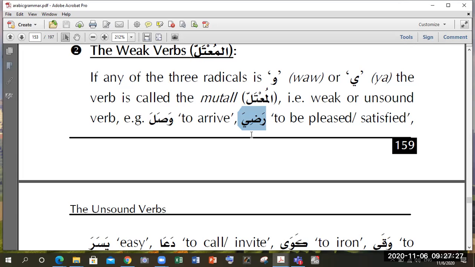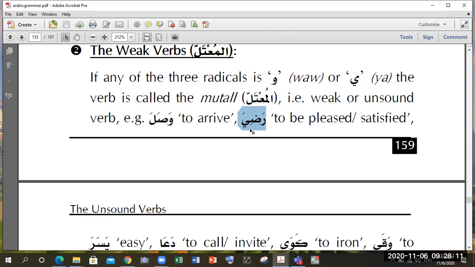Radiya. Is it a sound verb? No, it is unsound because of the ya at the last. And what category of unsound? Because now unsound has different categories, three categories. You will say mu'tal because ya is coming, which is a harf illa, right? Radiya is on the pattern of fa'ila. And we have three patterns: fa'ala, fa'ila, or fa'ula. It means to be pleased or satisfied, to become happy.